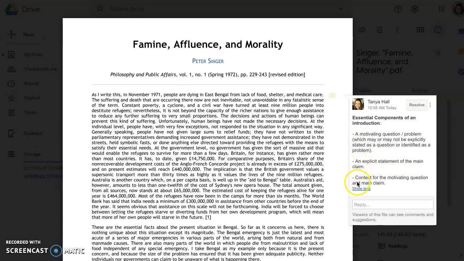And then I'm also going to identify what in the introduction is the context for this motivating question or main claim, because the context is sometimes confused for the point of the paper, but what I really want to do is hone in on the point of the paper.